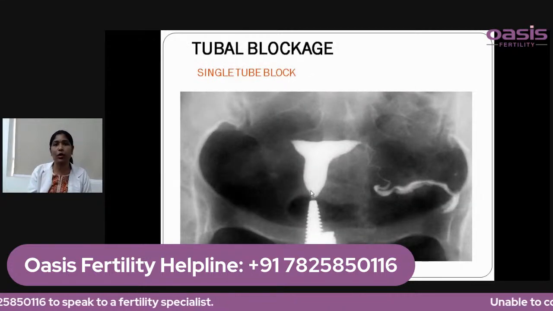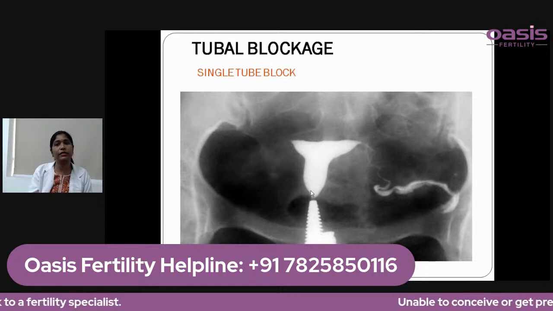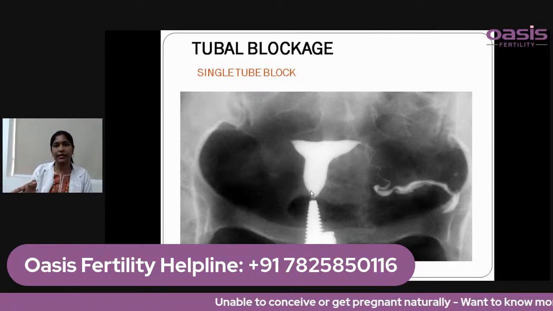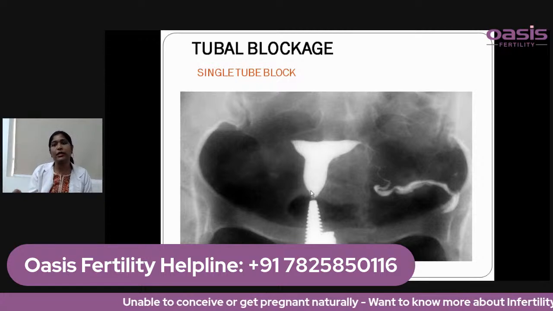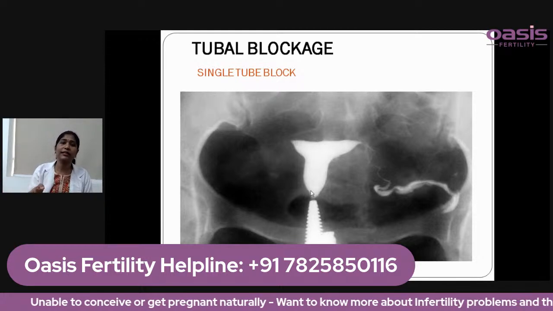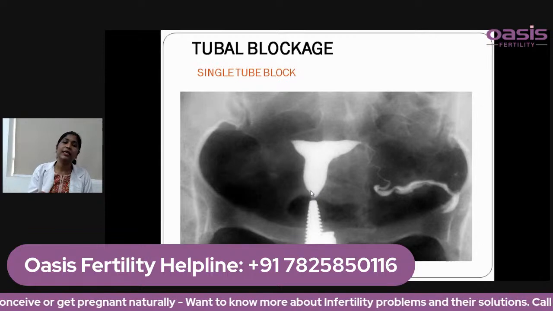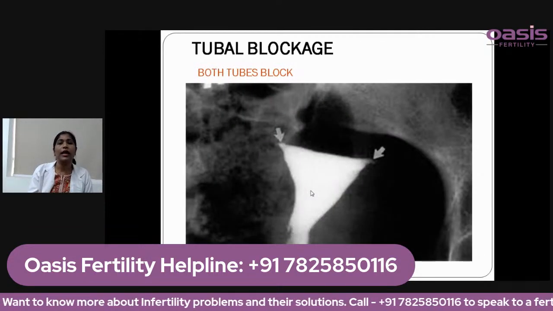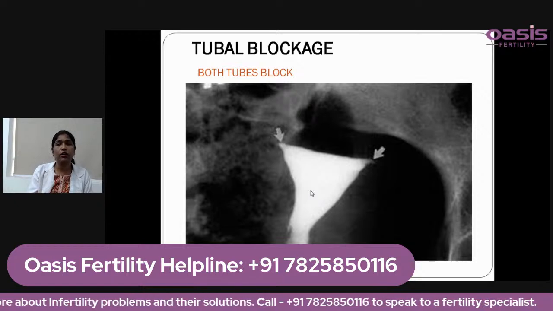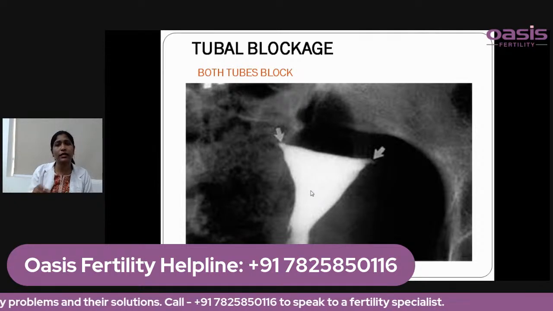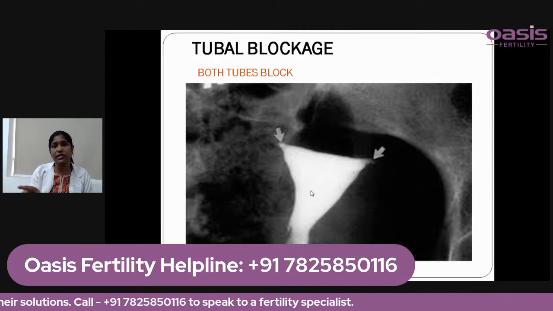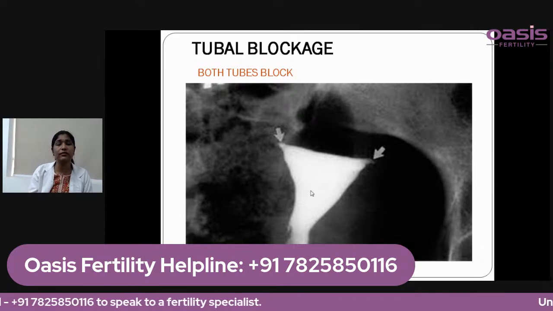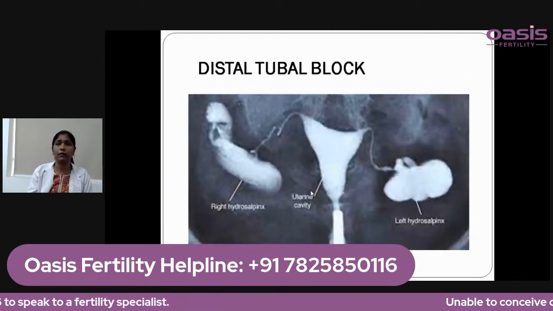Now, how does a tubal blockage appear in an HSG? For example, this is a very good HSG for that. Here you can see that on the right side, the dye has gone into the fallopian tube and it has come out. But on the left side, the dye has not gone into the fallopian tube. That means probably this woman has a left side tubal block. And this is an X-ray picture where you can see that on both sides the uterus can be visualized, but on both sides the tubes are not visualized. This is a condition which is called bilateral tubal block.